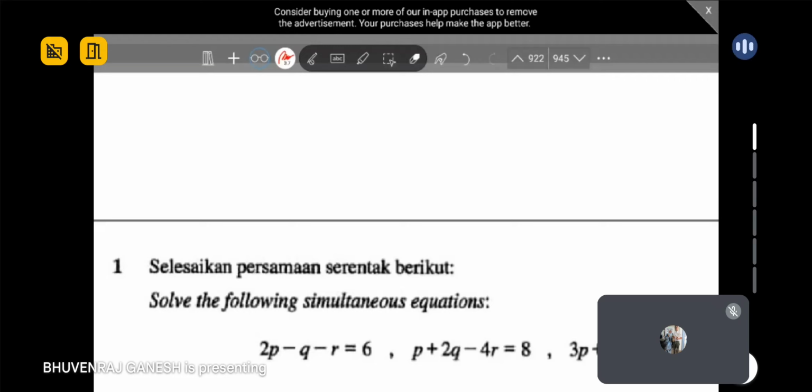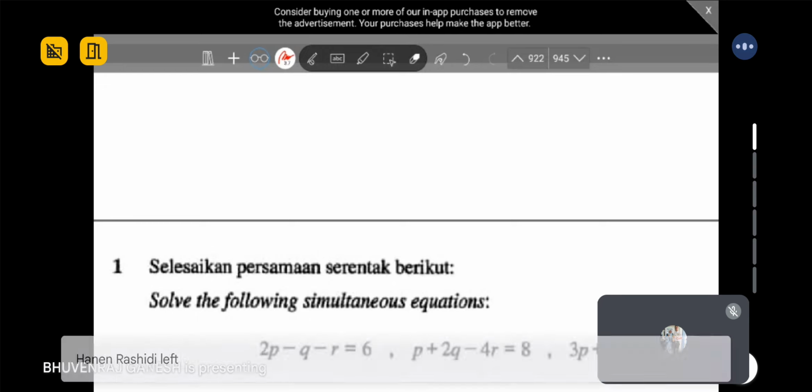Okay, guys. So I think we start first lah. Okay, guys. Are you all ready to start? Sedia untuk mula? Can you comment if you are ready? Come on. Jom, jom.